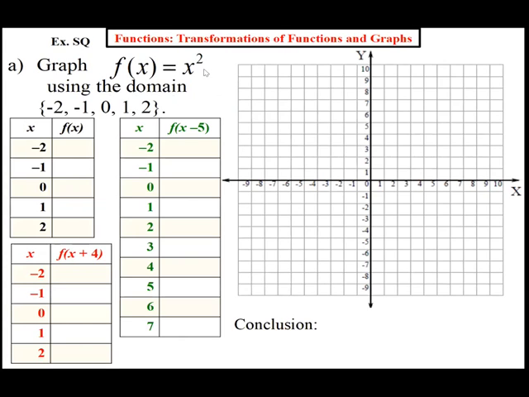From there, we moved on to a quadratic function, f of x equals x squared. We graphed that parent function, and then we were asked to do 2 transformations, one in green, which reads f of (x minus 5).